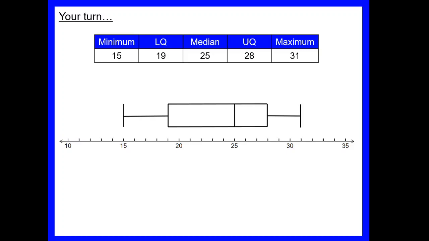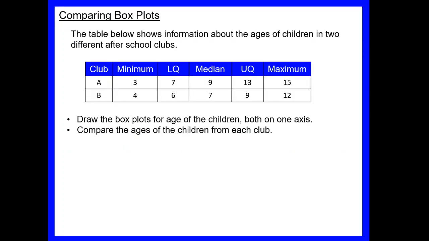Okay, so now that we're able to find the 5 values we need to draw a box plot and to be able to plot one, the main thing we use box plots for is for comparing data. So here we've got a table then of the ages of children in 2 different schools. We're asked then to draw the box plot for the ages of the children. We're going to draw them both on one axis and then we're going to compare them.